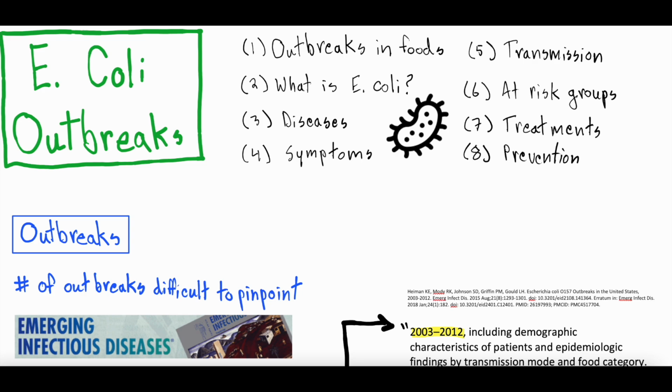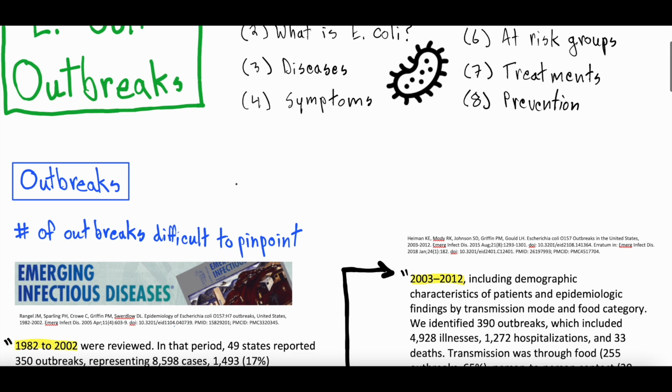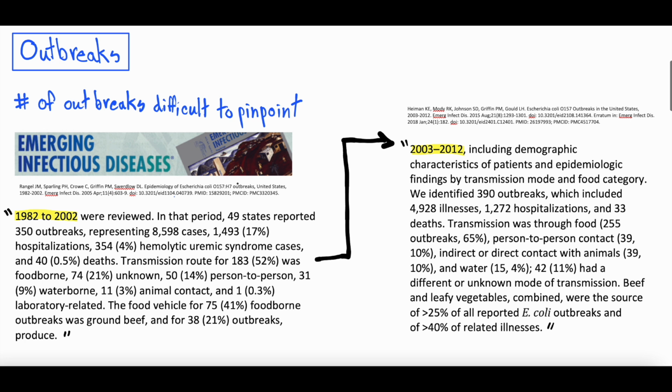So with no further ado, we're going to jump into point one here, and that is outbreaks. E. coli in the news has been circulating around as causing a number of outbreaks of infections in people. It's difficult to pinpoint the number of outbreaks in general, in the history of us tracking these types of things. But these disease outbreaks do happen, and they do happen relatively frequently.